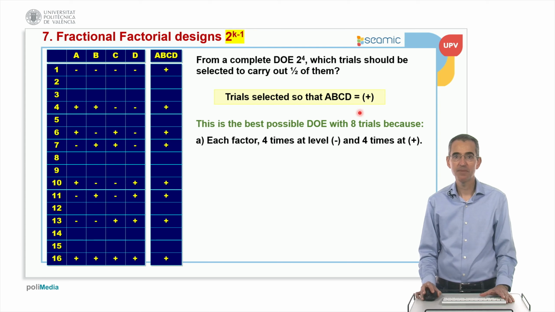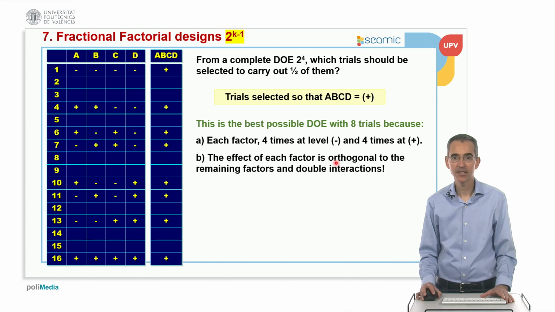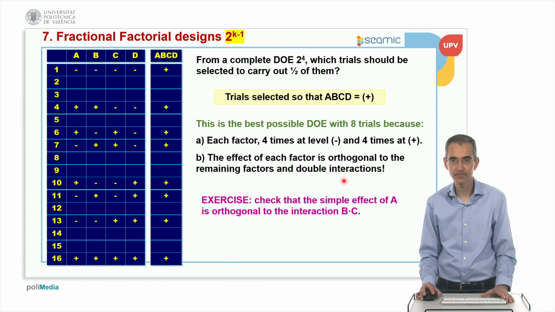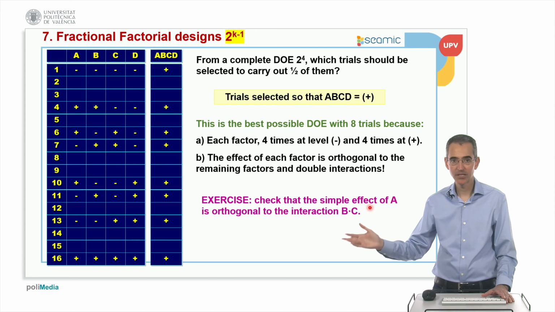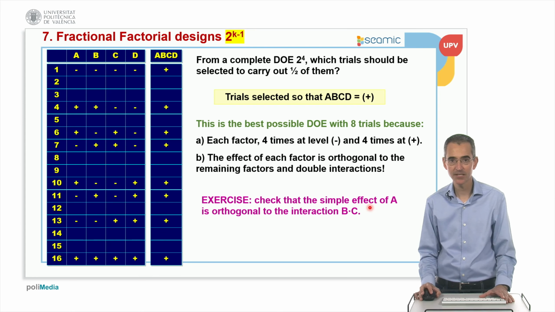Okay, this is the best possible design with 8 trials because each factor is tested 4 times at the lower level and 4 times at the higher level. The effect of each factor is orthogonal to the simple effect of the rest and also to the double interactions. And we can also check that the simple effect of A is orthogonal to the interaction of this. I mean, all simple effects are orthogonal to double interactions. I leave this for you as an exercise.